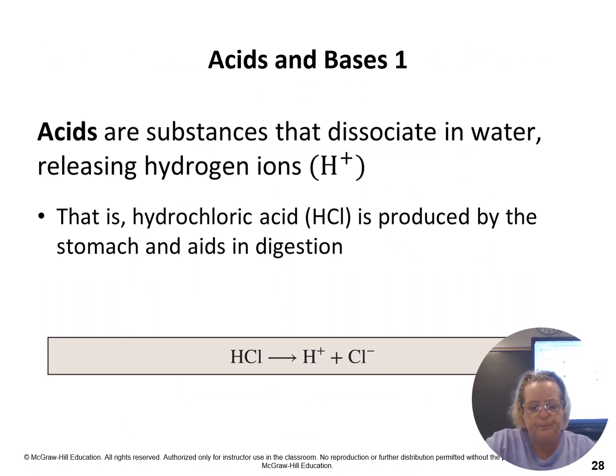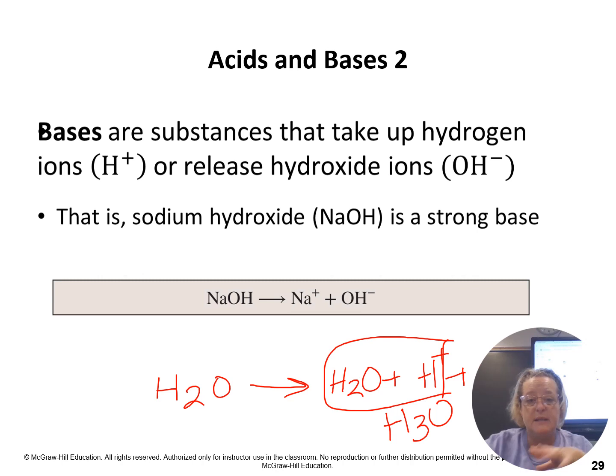That's another one. That brings us to acids and bases. Acids are substances that dissociate in water and release hydrogen ions. Hydrochloric acid is a strong acid. It will dissociate into H pluses and Cl minuses. The higher your H plus content, the more acidic you are. Bases take up hydrogen or they release hydroxide. Okay. Sodium hydroxide, NaOH, is a strong base. This down here just shows you the formation of heavy water, which is water when it takes up an extra H plus and it becomes H3O.